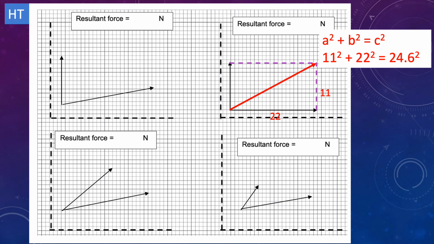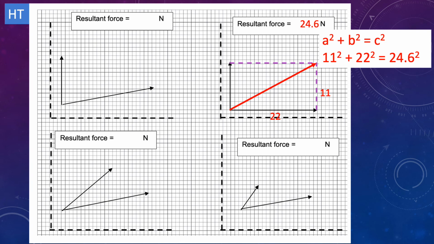11 squared plus 22 squared, and hopefully you know how to use your square root on your calculator, because you won't be able to do this in your head. You should get 24.6 as your resultant force. So that's the actual force of that red line in the middle of the rectangle there. And that's how you're going to figure out most of your resultant forces.